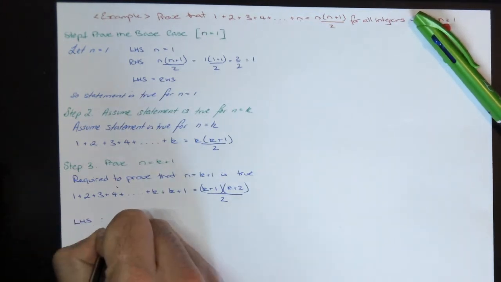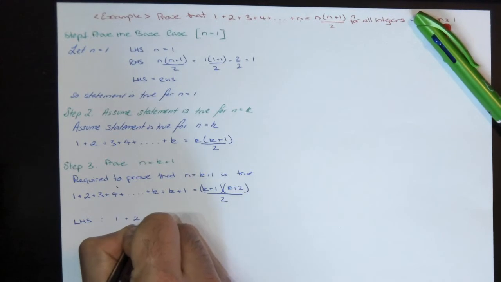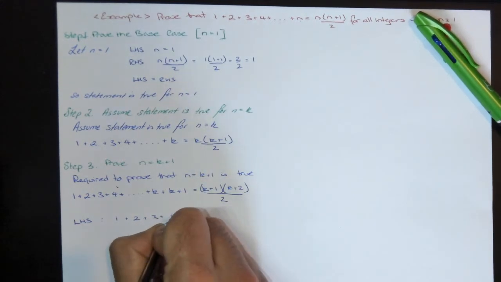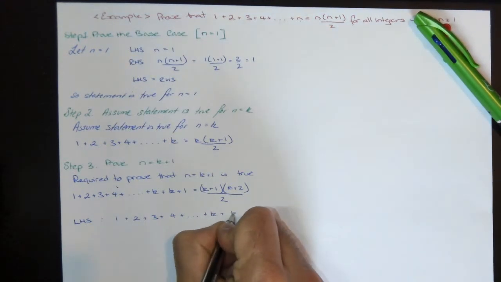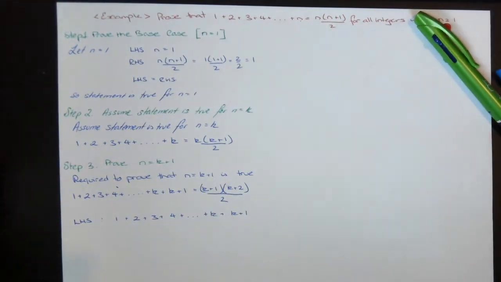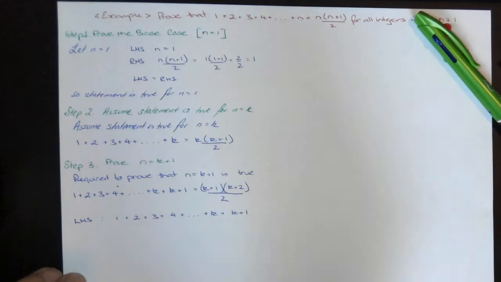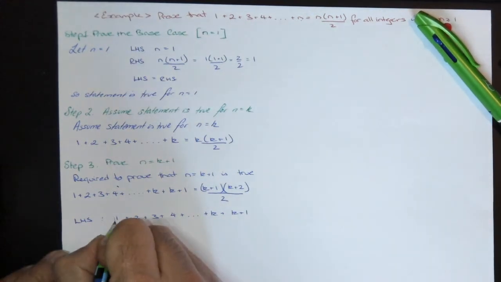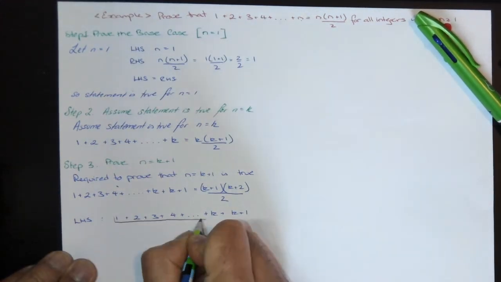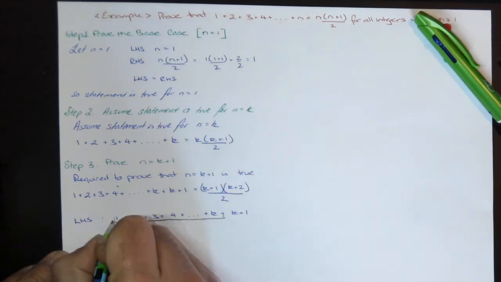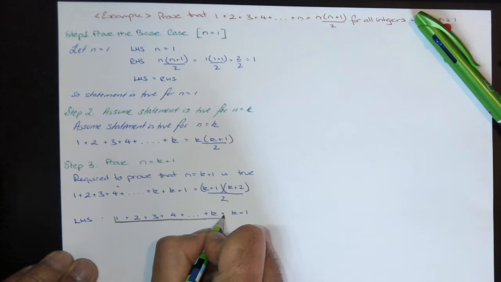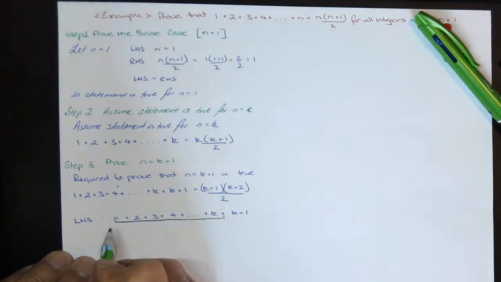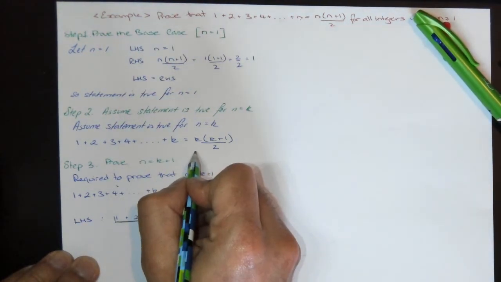Okay. So let's play with the left-hand side. We want to prove we've got 1 plus 2 plus 3 plus 4 plus k plus 1. Now, this section here, we know what that is. Yeah, we know that that is worth this.